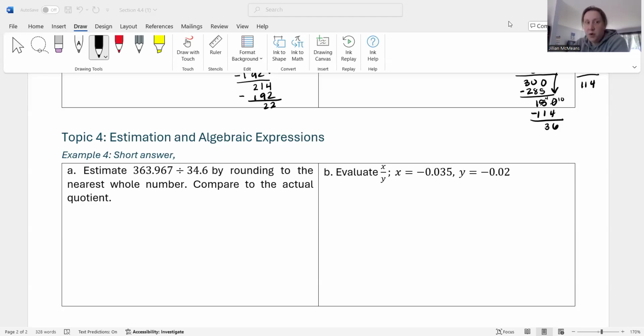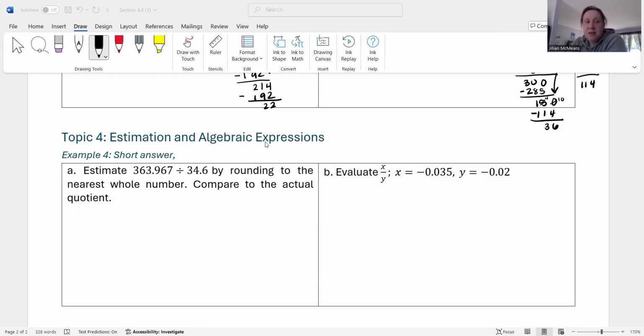Okay, for topic 4, we're going to look at estimation. We're going to do one example where we estimate with division, and then we're going to look at another example where we look at those algebraic expressions that we've done so many times in previous worksheets, okay? So example 4, I've just described it as short answer since we have two kind of different situations here.